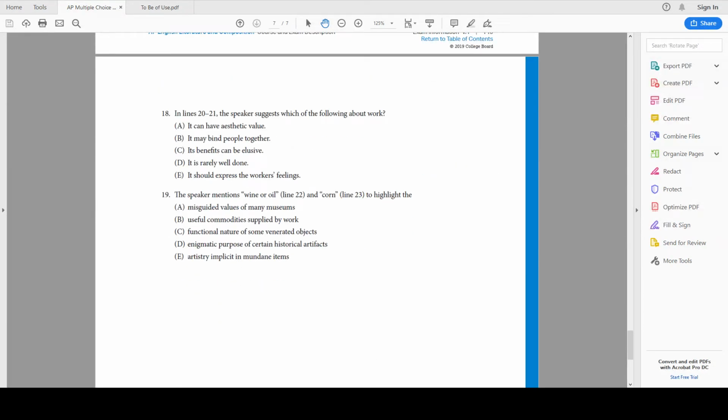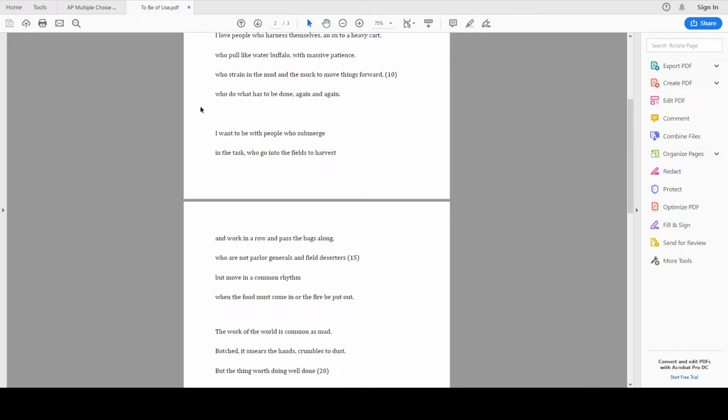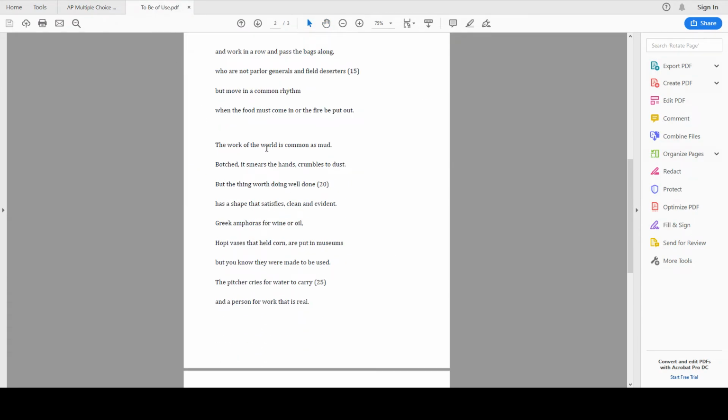All right, question 18. In lines 20 through 21, the speaker suggests which of the following about work? A, oh, we should read that passage, sorry. The work of the world is as common as mud. Botched, it smears the hands, crumbles to dust. Okay, so there's a lot of work, and when you mess it up, when you botch it, it smears. It creates an unpleasant sensation.